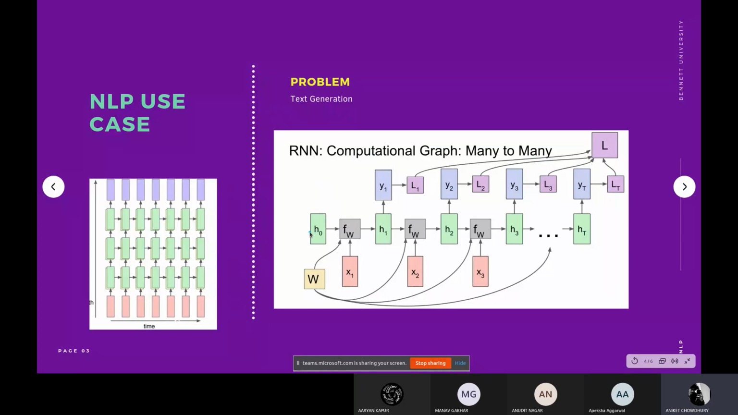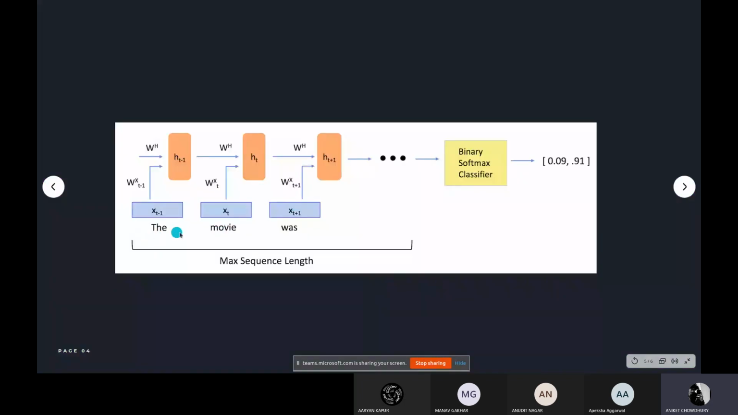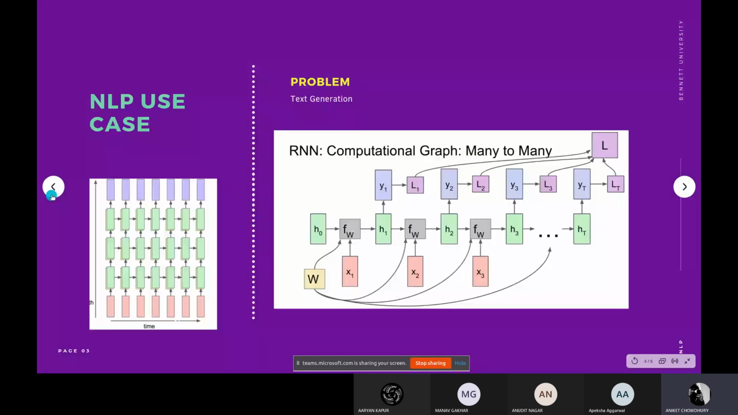As you can see here, x1, x2, x3 can be our input. Let's see this: like, the movie was... While this uses a binary softmax, so this is for sentiment analysis. This is how the input is fed, and it's fed into a function. h0 is the first hidden state. This is generally initialized to be 0 in most trivial cases.